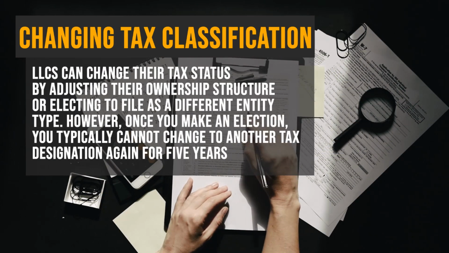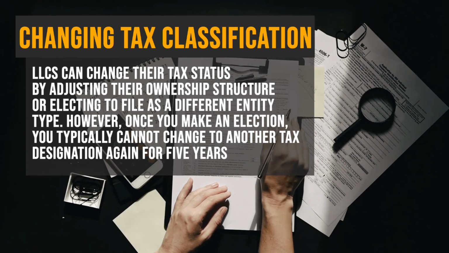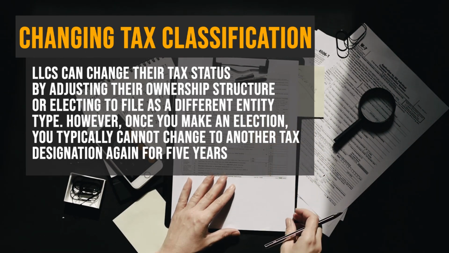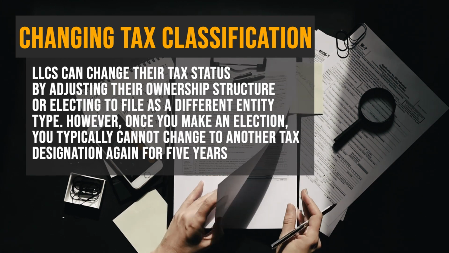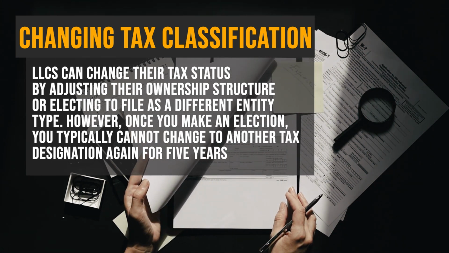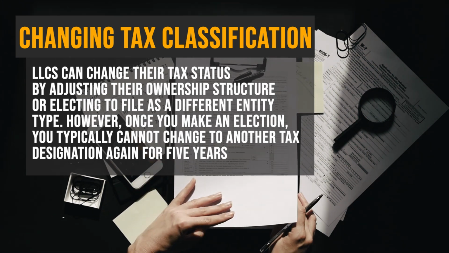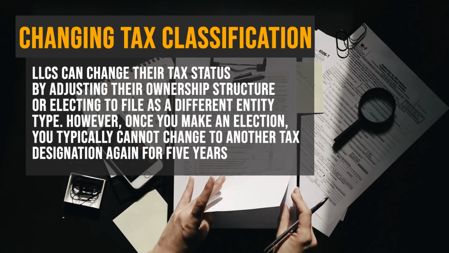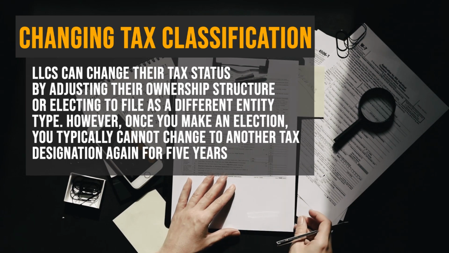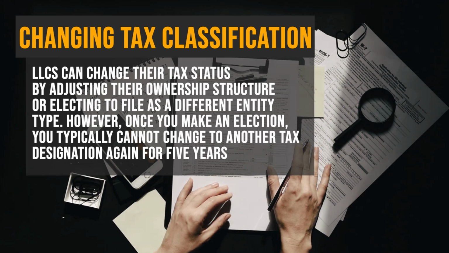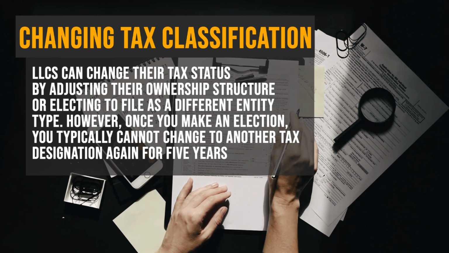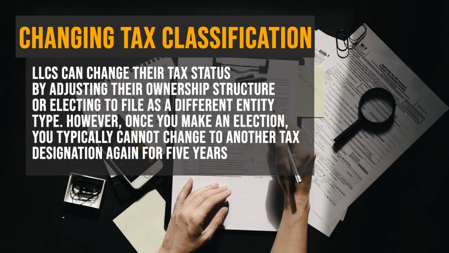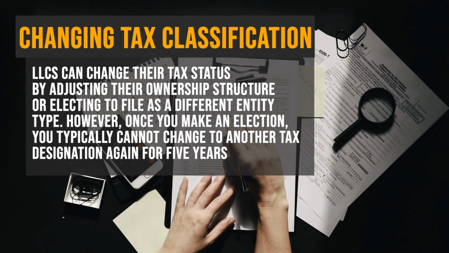LLCs can change their tax status by adjusting their ownership structure or electing to file as a different entity type. However, once you make an election, you typically cannot change to another tax designation for 5 years. It's crucial to consider the long-term implications of changing your tax classification and consult with a tax professional to ensure you make the right choice for your LLC.